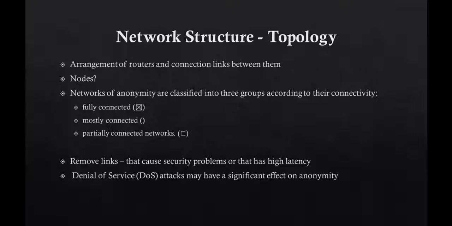Here, in further slides, please take note of the symbol of every component that I'm describing, because we'll be constructing a whole anonymous circuit using these symbols. As I said, fully connected means a node on average should be able to connect to at least 95% of other nodes. Mostly connected, if a node can potentially connect to at least half of the other nodes. In partially connected networks, a node connects only to a relatively small subset.